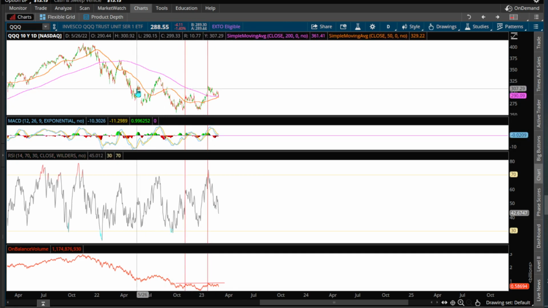But then if you're looking at the 50 and the 200 day, you see something else. You see a possible golden cross occurring. And a golden cross is essentially when the 50-day crosses over the 200-day.